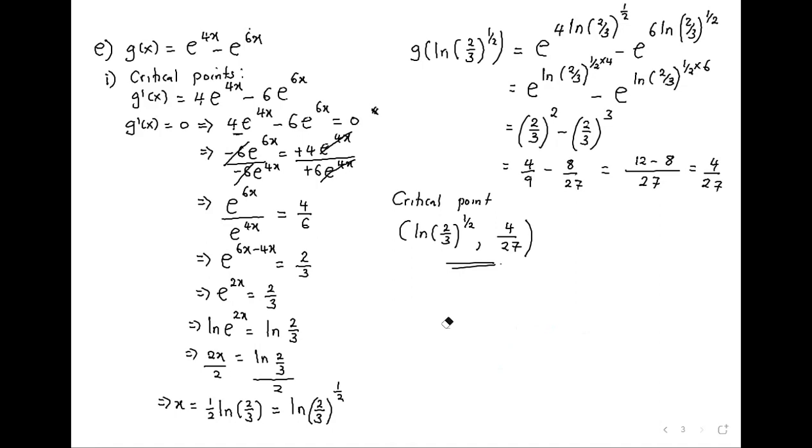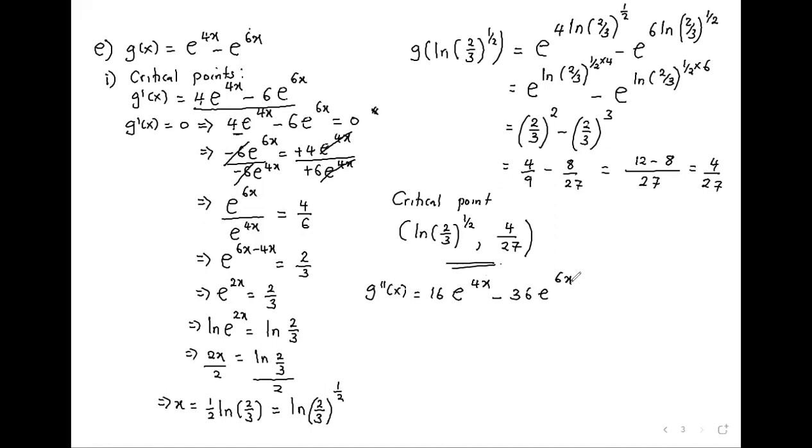Well, we need to maybe classify first. So let's classify. So we get the second derivative. We're coming back to differentiate this first derivative. So 4 times 4 now, we get 16e^(4x), and then minus 36e^(6x). So we're multiplying 6 times 6 to make 36.